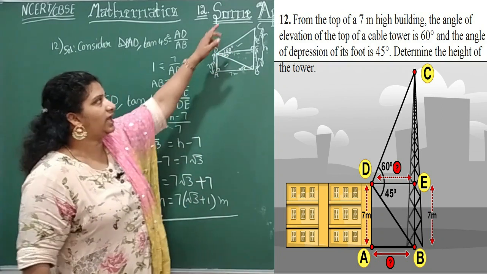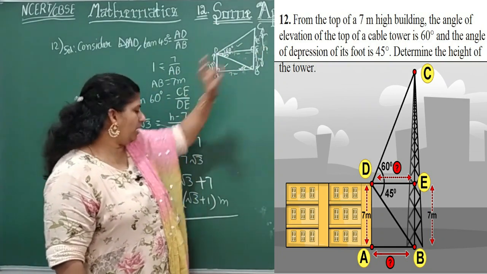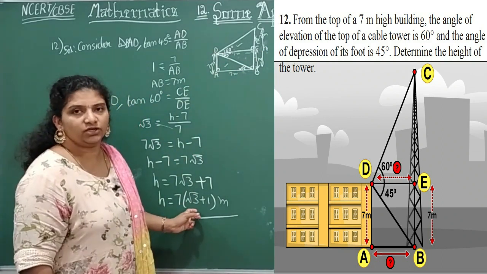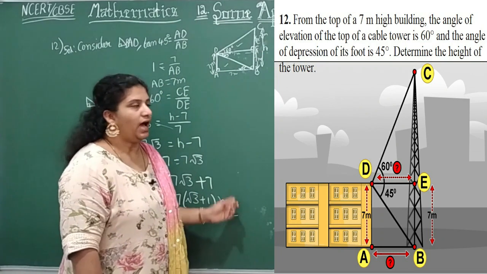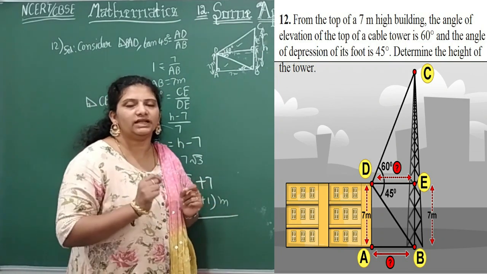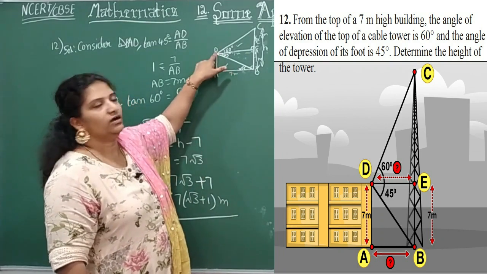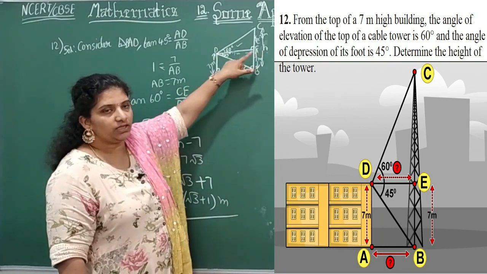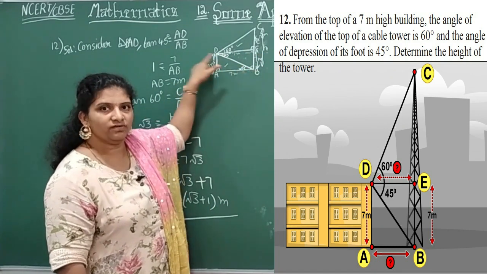What is the height of the tower, children, here? It is the total height of the tower. We have assumed it as h. Therefore, the height of the tower is equal to 7 into root 3 plus 1 meters. Okay. For the angle of depression, be a little careful, children. Your angle should be between the horizontal line and the line of sight.